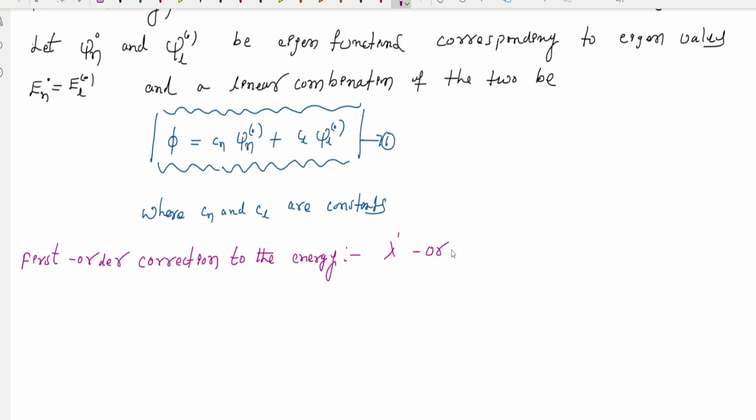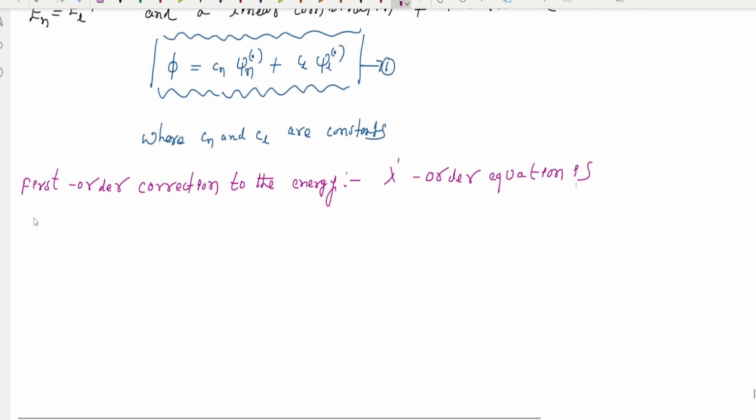If you don't know this first order, second order, third order, just go and watch this series, especially the playlists on perturbation theory, the basic derivations of first order and second order correction energy levels. We already know this first order correction energy equation. If you compare both the left and right sides of the equation at lambda power 1, then we can get this equation.